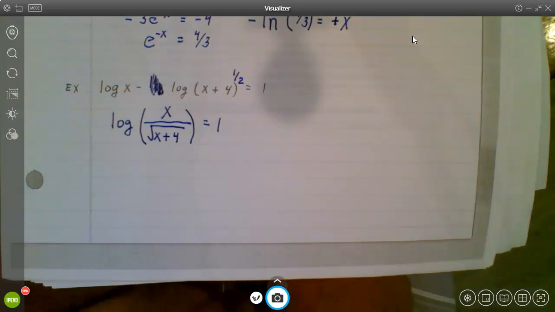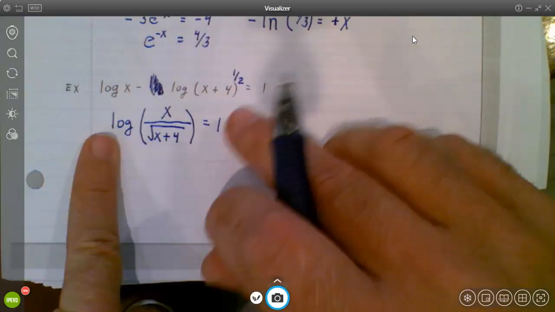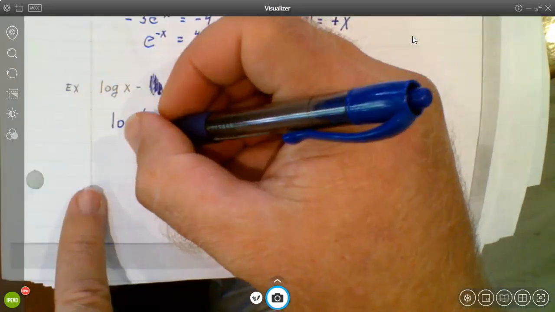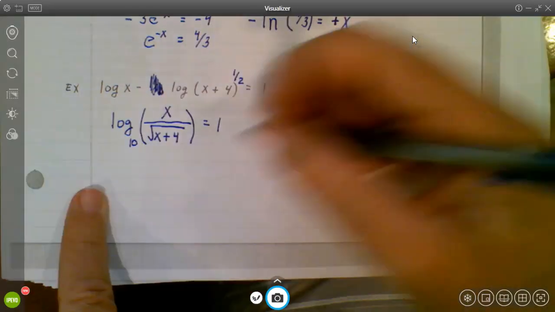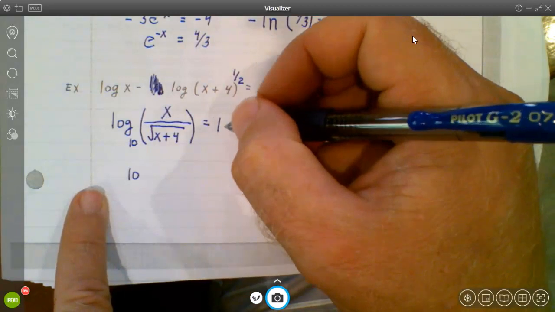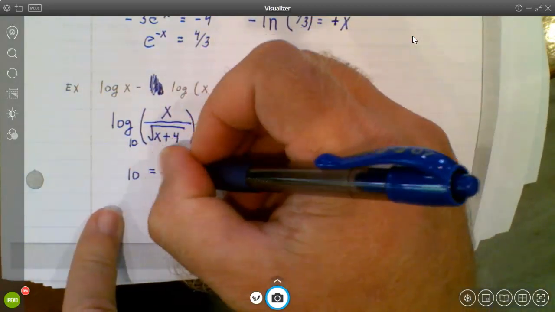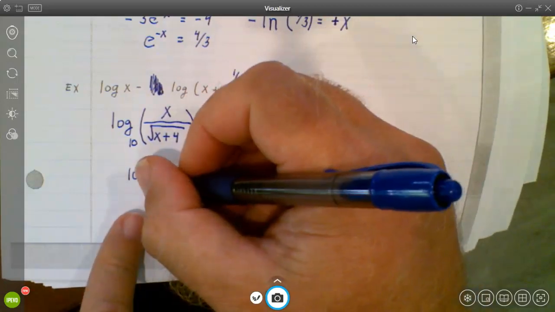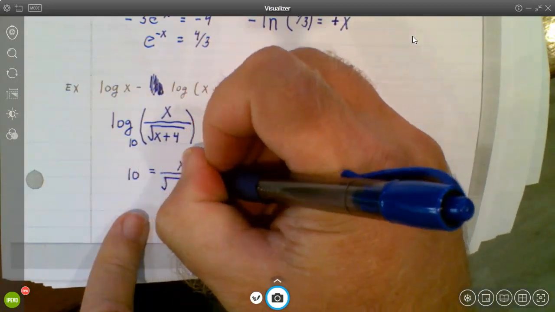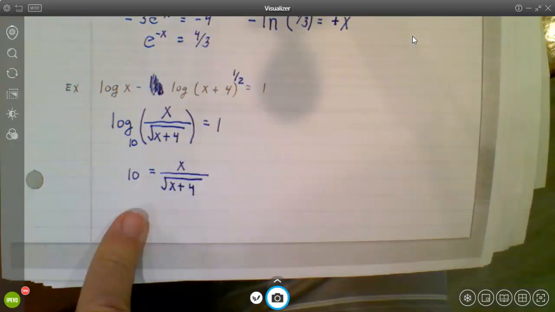Now that I have a single log equation, I'm back to saying, well, let's just change forms. I'm going to take it out of log form and put it into exponent form. So my base is 10, since there's nothing else there. So 10 to the first power, which is 10, equals x over the square root of x plus 4. Puts me here.